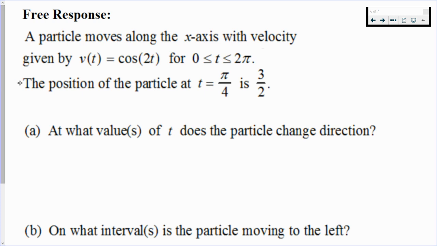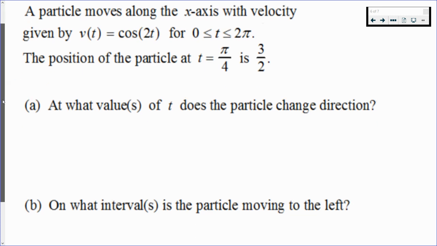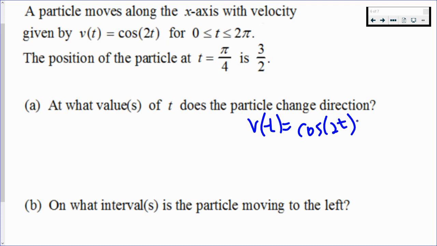Now for this one, we're not using an integral. Let's think about what we would need to do for this problem. We want to see where the particle is changing direction, so where velocity is changing signs. So let's take velocity, set it equal to 0. Looking for where cosine of 2t is equal to 0, which means we're looking for where cosine is 0, and that will be what 2t is equal to.